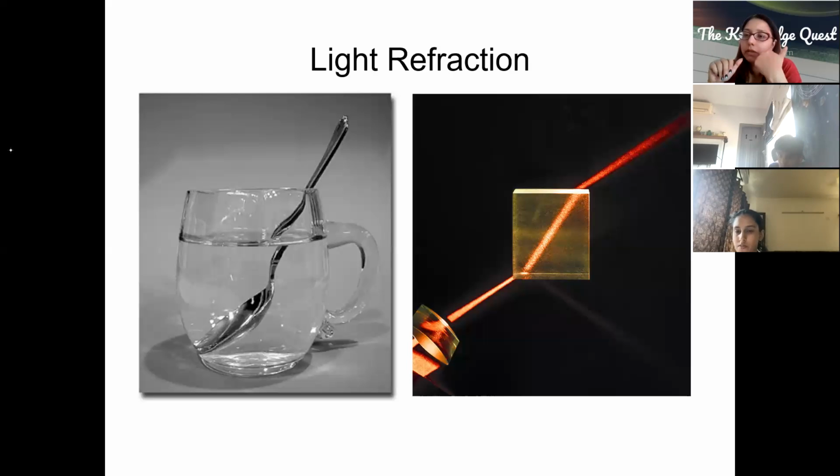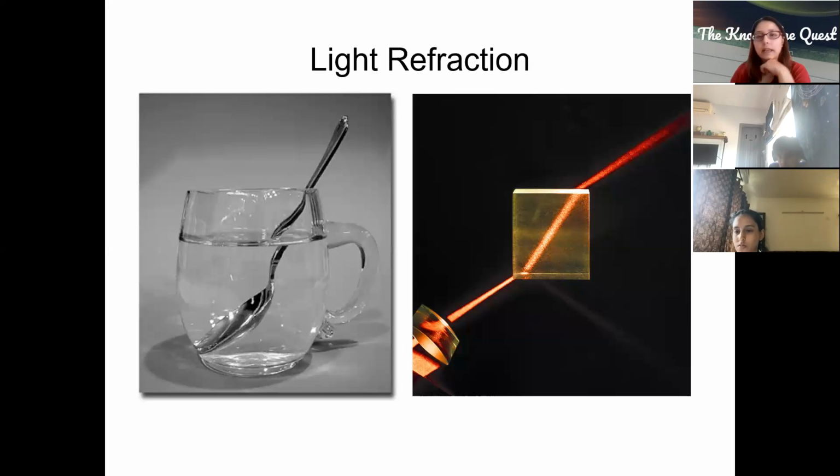Now tell me, I can see there's a window behind you, beside you. Will the light pass through it? Yes, because it is a transparent medium, right? Now what will happen when the light is passing through?